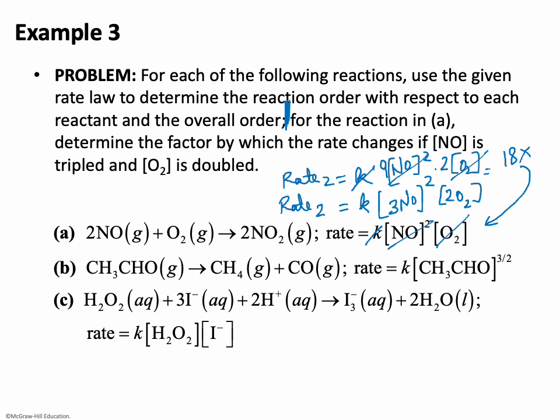And that's it. You don't even have to write it if you understand this well. You triple the concentration of NO, so it's 3 squared, which is 9 times. Oxygen is double, so it is 2 times, so 9 times 2 is 18.